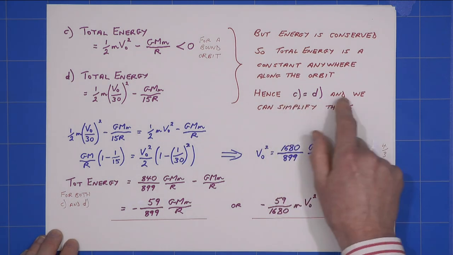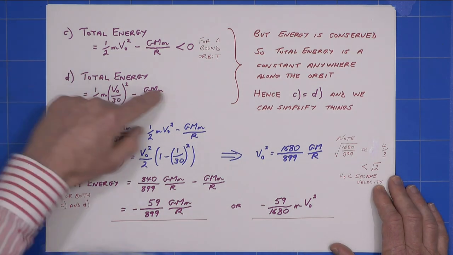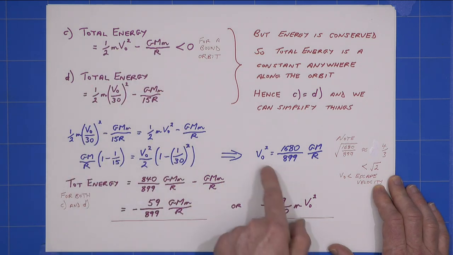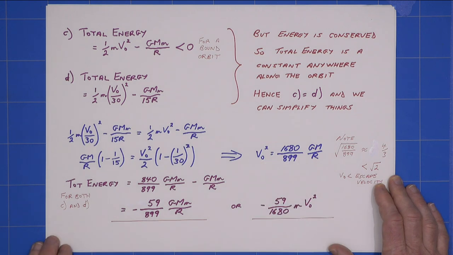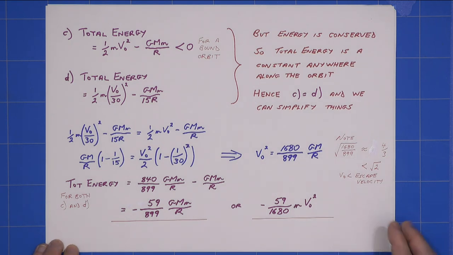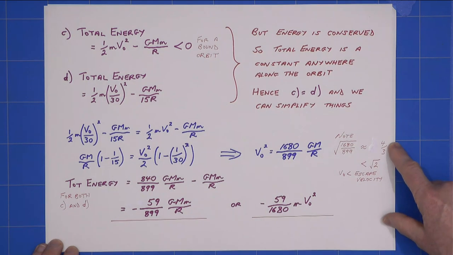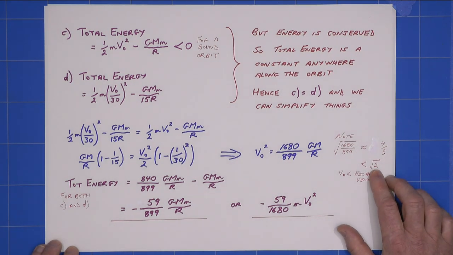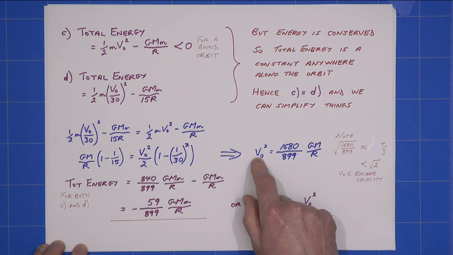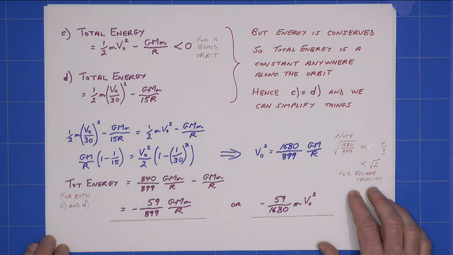So as I say, C and D are equal, energy is equal. So if I equate that term and that term, I get this, which I simplify, and I see that v0 squared must be this expression here. Note that if I take the square root of that, I get roughly 4 over 3, which is less than root 2. So we have confirmed that yes, this velocity is going to be less than our escape velocity, so we do have a bound orbit.